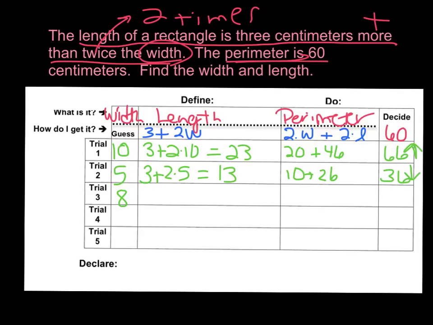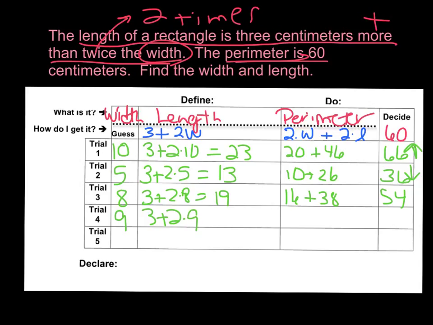Alright, so if my width is 8, my length is going to be 3 plus 2 times 8. So that's going to be 19. Twice the width is 16. And twice the length is 38. And when I add those guys, I'm going to get 54. So I really hope that my width is 9, because it's in between 10 and 8 so far, so it better be 9.